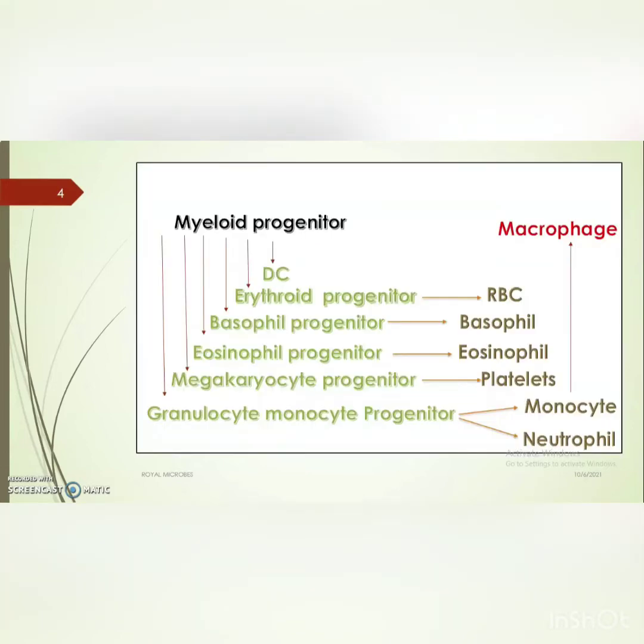Then this myeloid progenitor gives rise to dendritic cells, RBC, basophils, eosinophils, platelets, monocytes, and neutrophils, and these monocytes give rise to macrophages. From the myeloid progenitor we can see that each of these cells has its own progenitor. That is, for RBC we can see an erythroid progenitor, a basophil progenitor for basophils, an eosinophil progenitor, a megakaryocyte progenitor for platelets, and a granulocyte monocyte progenitor for monocytes and neutrophils.